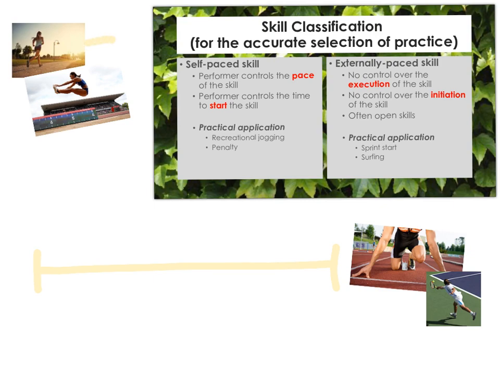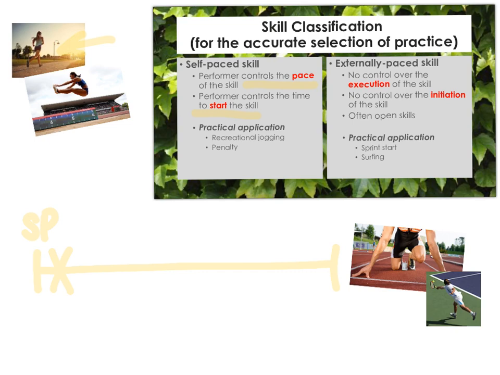We looked at the recreational jogger, and we said that the jogger controls the pace of their skill and the time at which they start their skill. So we would say that the jogger would be placed on the continuum towards the self-paced end for those two reasons.